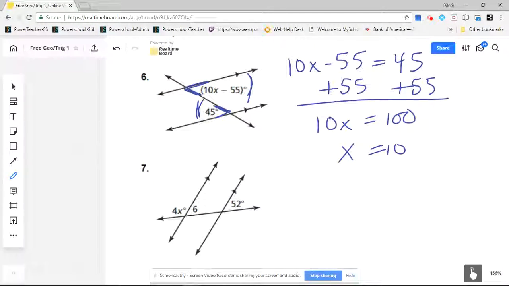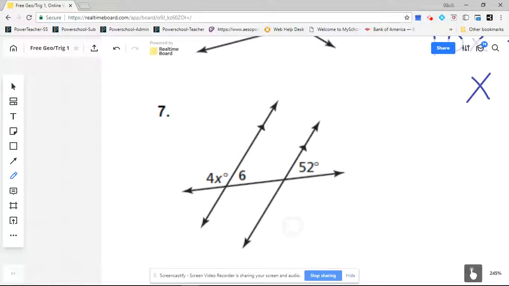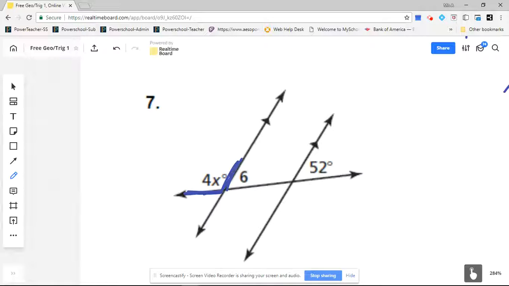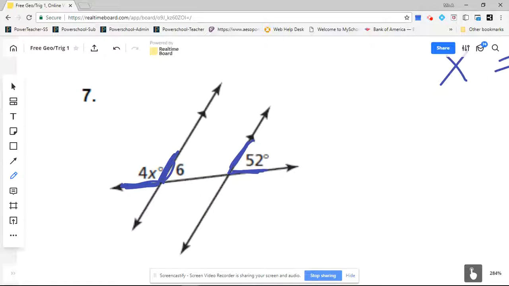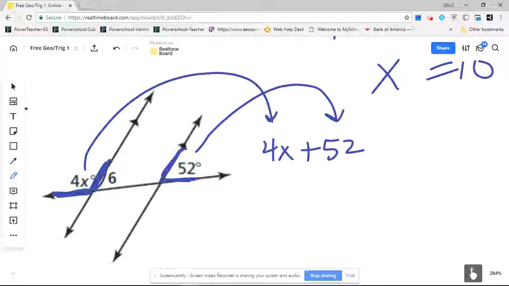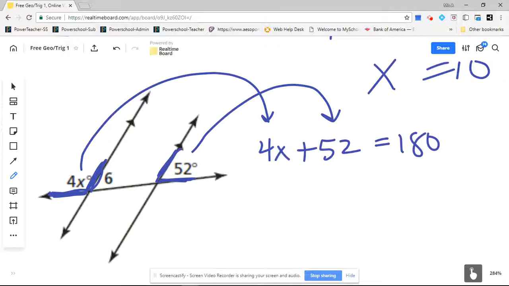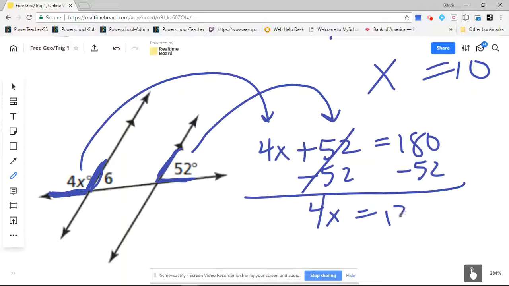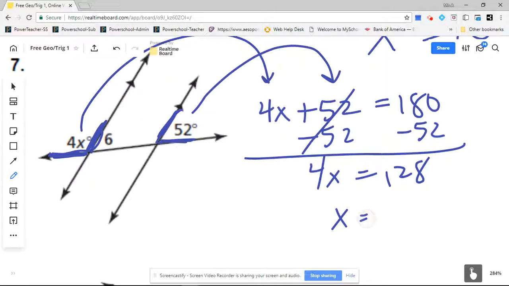Number 7, I don't know why they put a 6 in there, but look at the 4x. The 4x is a very large obtuse angle. And then look at the 52. It's a small acute angle. An obtuse angle and an acute angle cannot equal. One's bigger than 90, one's less than 90. So those two have to add up to 180. So you take the 4x angle and add it to the 52 degrees, and it'll equal 180. If you subtract 52, you get 4x is 128. If you divide by 4, you get x is 32.